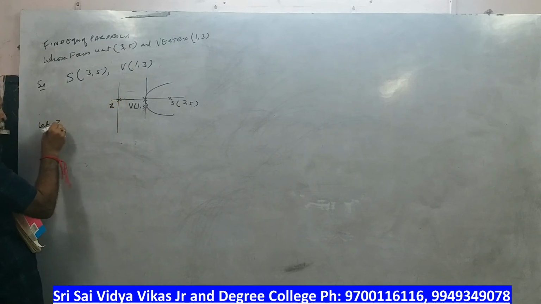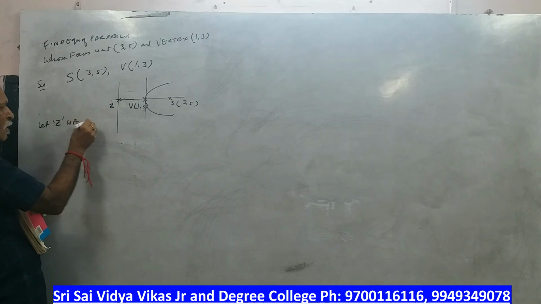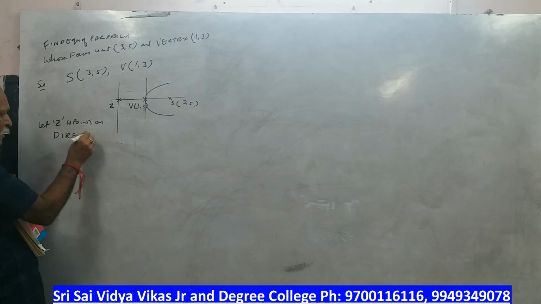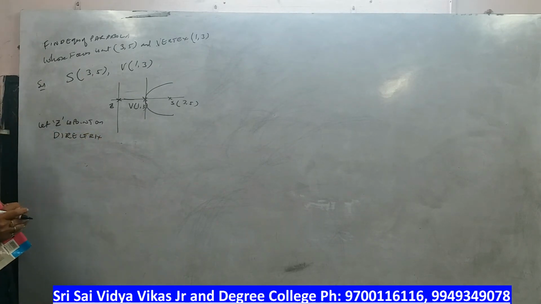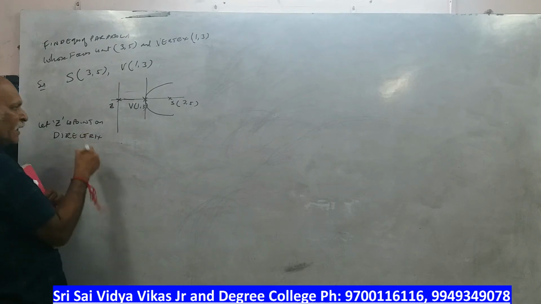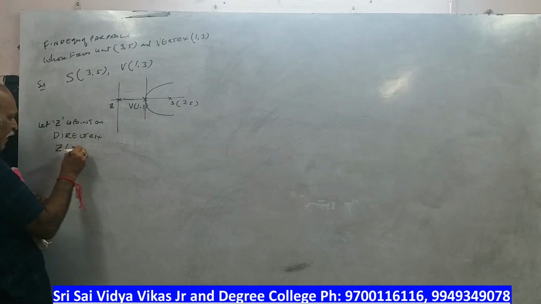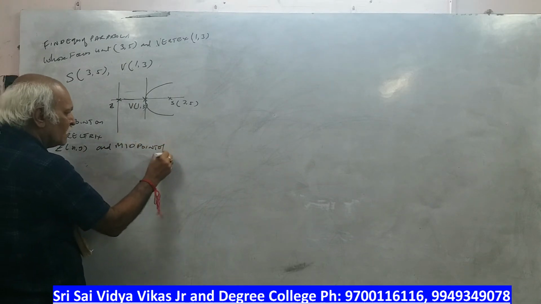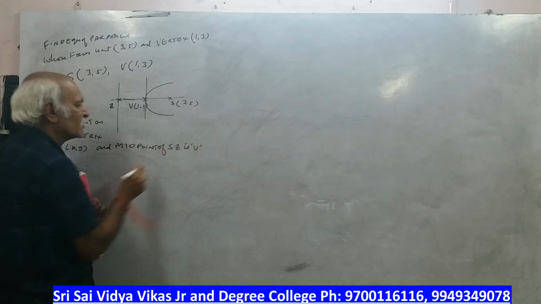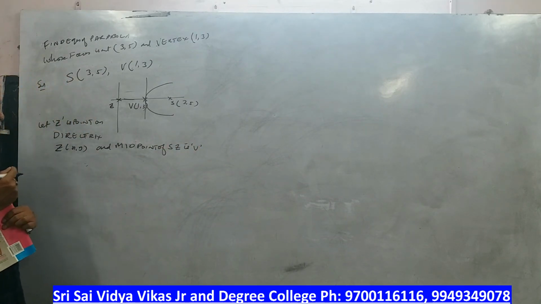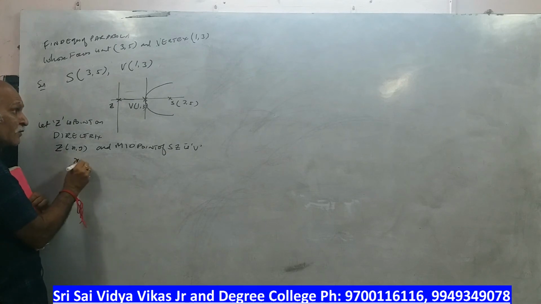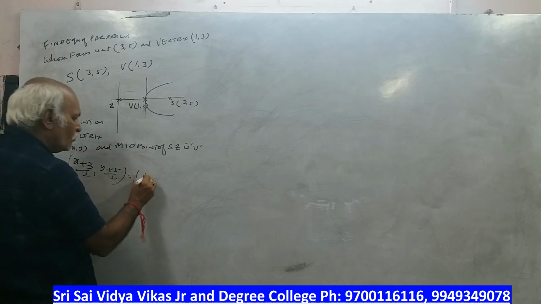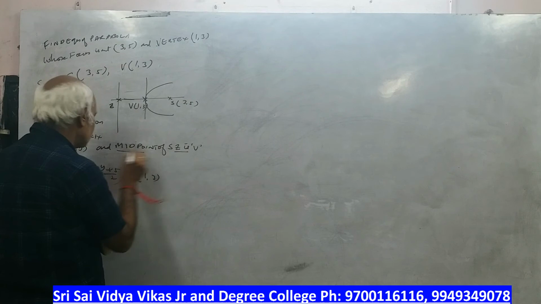Let Z be a point on the directrix. Look at the method. This will also be given for 7 marks. Let Z be a point on the directrix, given by (x, y), and the midpoint of SZ is the vertex. Midpoint of SZ is vertex means (x plus 3)/2, (y plus 5)/2 is equal to (1, 3). Means the midpoint of SZ is V.